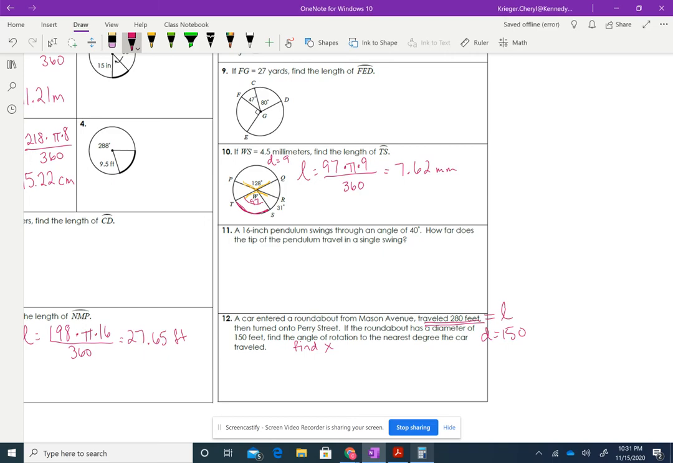Okay, so they gave us arc length equals 280. Okay, and we'll set it up for the formula, right? That's X times circumference. And the circumference is pi times diameter. Pi times 150 divided by 360. Okay, and we're going to work backwards here a little bit, but it's not too hard. I will just go ahead and multiply by 360 to get rid of my denominator.